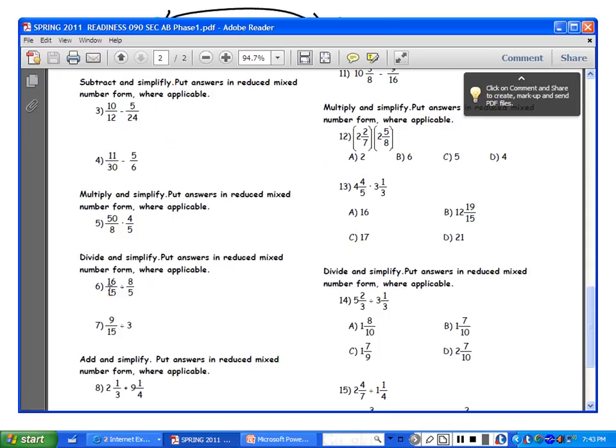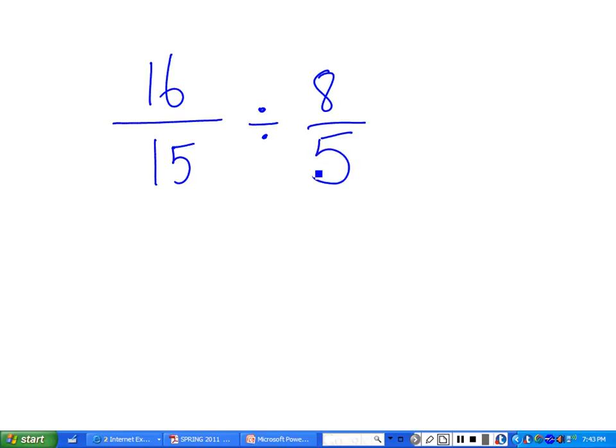Okay. So number 6. Let's do number 6. 16 over 15 divided by 8 over 5. Now when you have this symbol here, the division symbol, you're going to always keep, change, flip. So keep, change, flip.